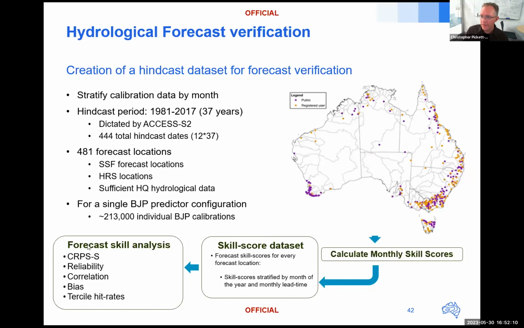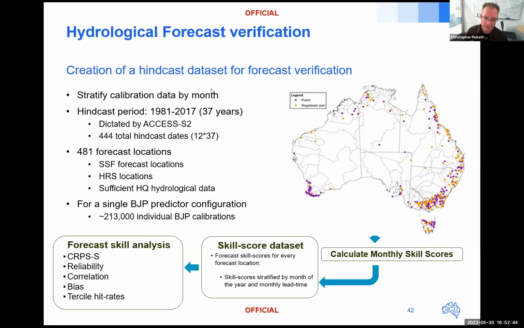And just briefly, like I said, we stratify calibration data by month. Our hindcast period, the period in which we generate retrospective forecasts, is from 1981 to 2017. This is directly dictated by the hindcast period of ACCESS-S2. That's the seasonal climate model run by the Bureau. And the equivalent seasonal climate forecasts are available on the Bureau's website. You can have a look at those.